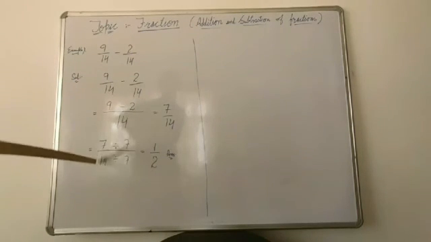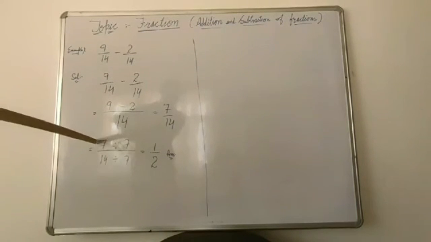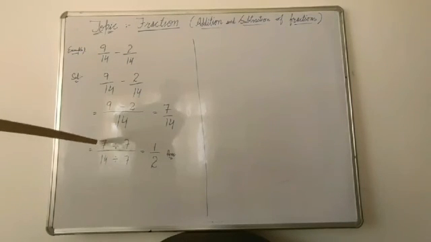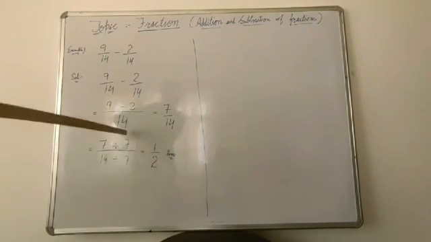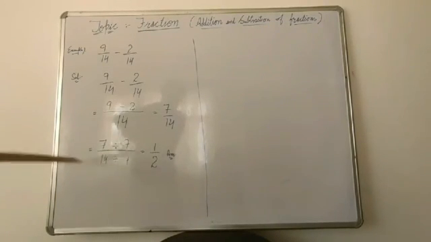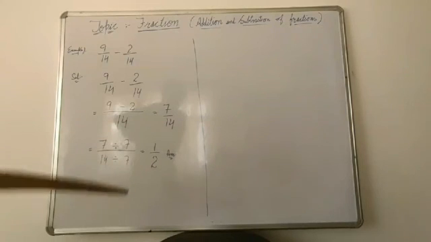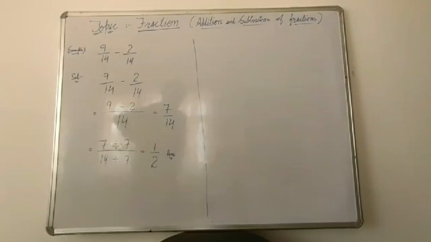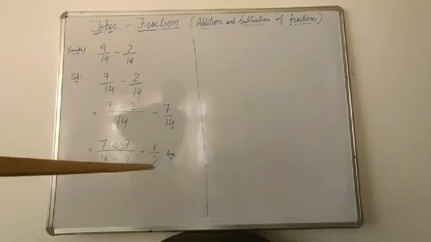I have written here 7 by 14. Now for 7 by 14, check in the 7's table. 7 1s are 7 and 7 2s are 14. 7 and 14 are both in the 7's table. Now divide numerator and denominator both by 7. Now 7 1s are 7, 7 2s are 14. Our answer is 1 by 2. And this answer is a proper fraction. So we have to stop here.